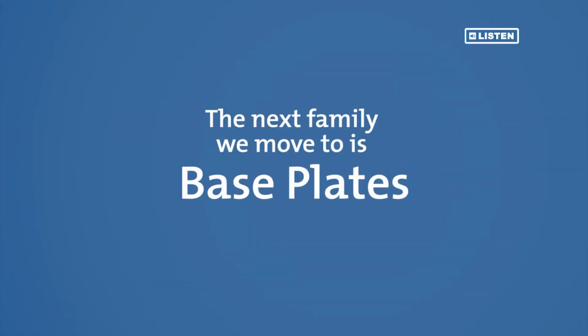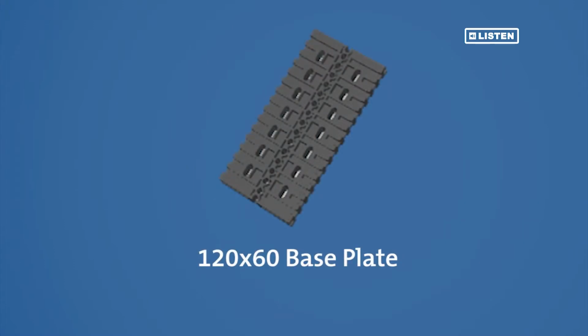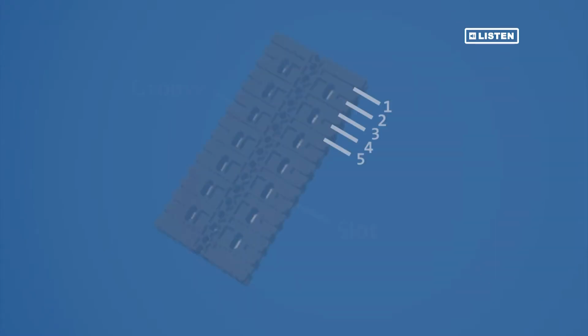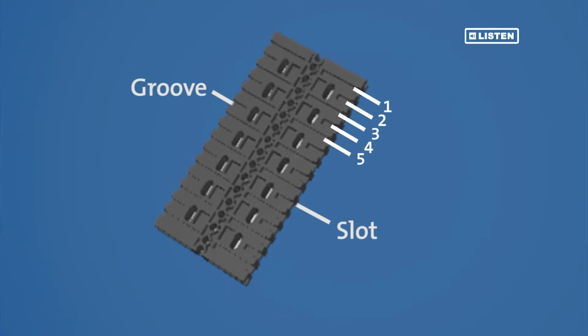The next family we move on to is the family of base plates. We use base plates to build objects on. There are 2 types of base plates, the 120 by 60 base plate and the 90 by 30 base plate. Base plates have grooves and slots to connect to other parts.